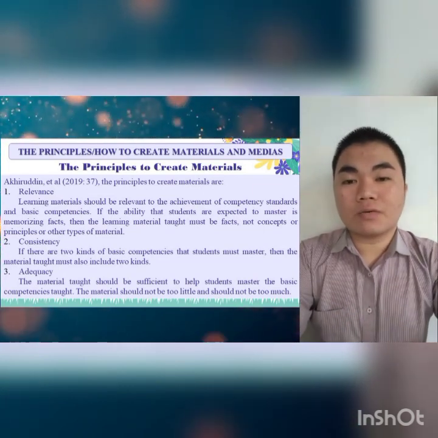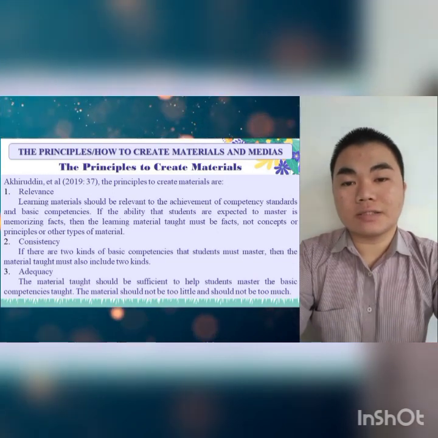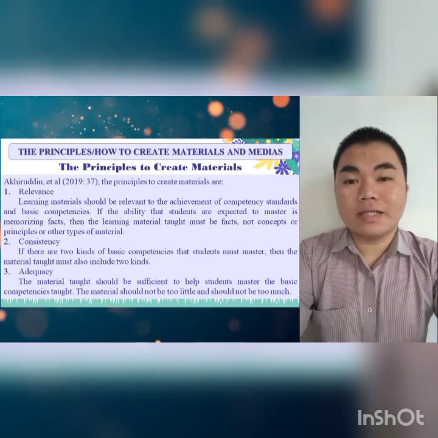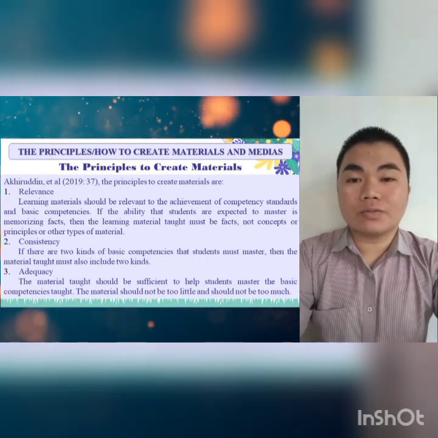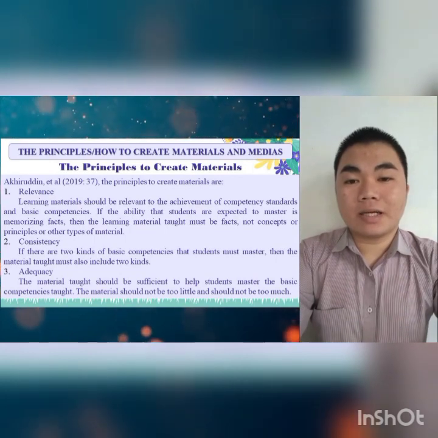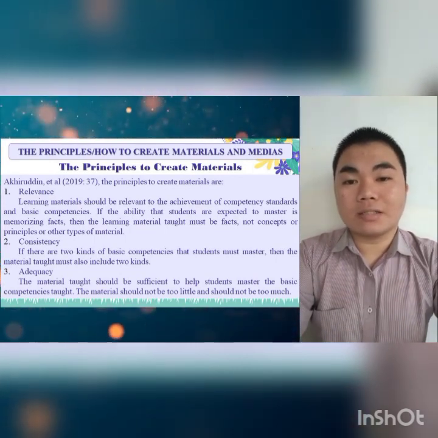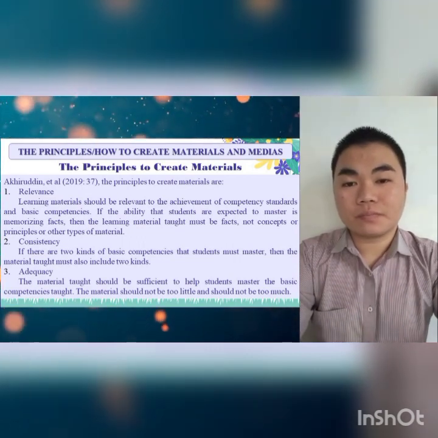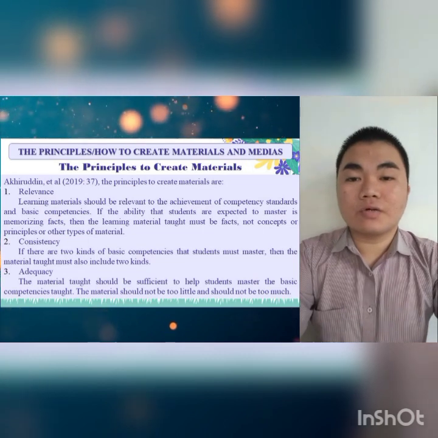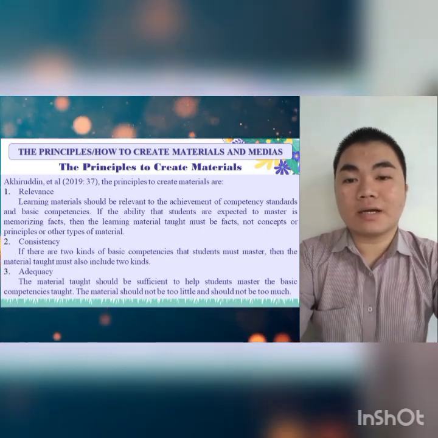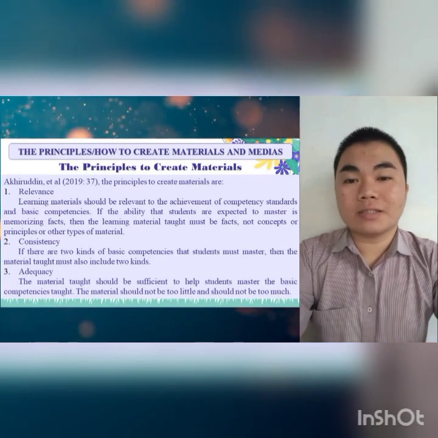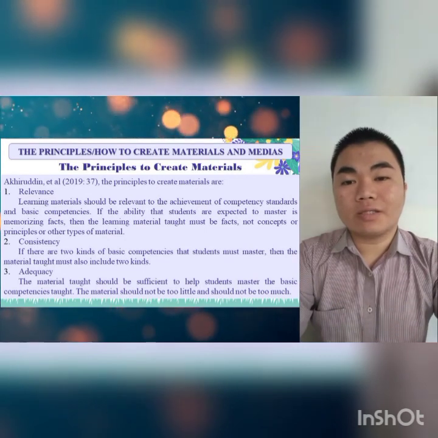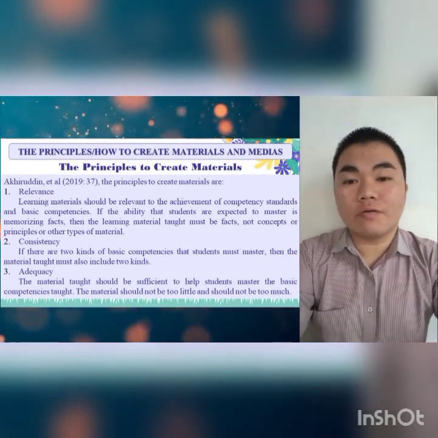The second principle, according to Akhiruddin, is consistency. If there are two kinds of basic competencies that students must master, then the material taught must also include two kinds. It means that the materials used in teaching should align with the overall structure and framework of the course or curriculum. For example, if the curriculum includes both reading comprehension and writing skills as the basic competencies that students must master, then the learning material should include activities and exercises that develop both of the skills.